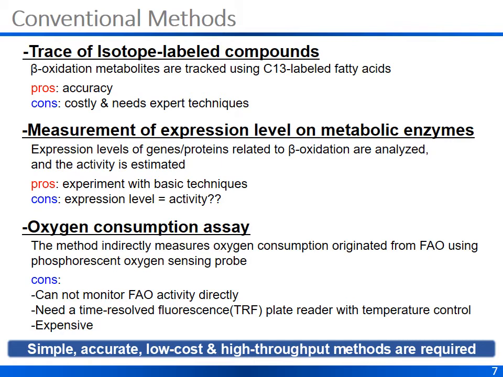As you know, oxygen consumption occurs ubiquitously in cells, so this method measures not only FAO activity but also total oxygen consumption. The main point I'd like to make in this section is that to analyze beta-oxidation, simple, accurate, low cost, and high throughput methods are required.